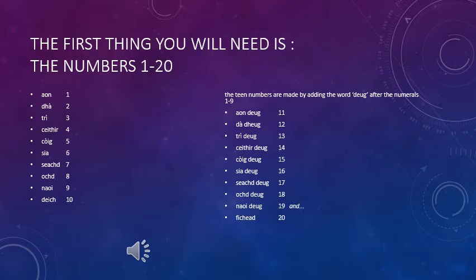The next set of numbers we need are the teen numbers. The teen numbers are made by adding the word geach after the numerals 1 through 9. So, un geach, da geach, tri geach, ceher geach, coig geach, shia geach, sheach geach, och geach, nui geach, and finally, fichet.